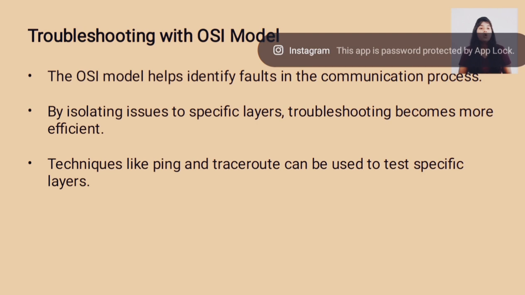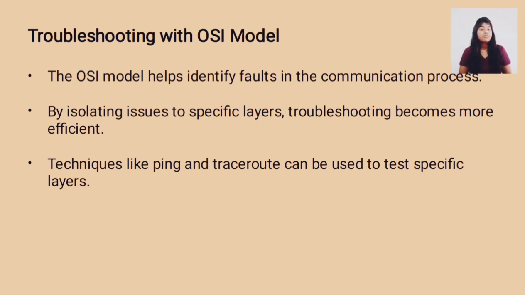Troubleshooting with the OSI model. The OSI model helps identify faults in the communication process by isolating issues to specific layers. Troubleshooting becomes more efficient. Techniques like ping and traceroute can be used to test specific layers.